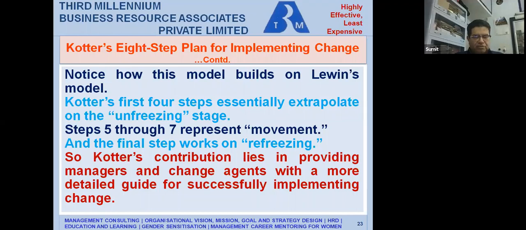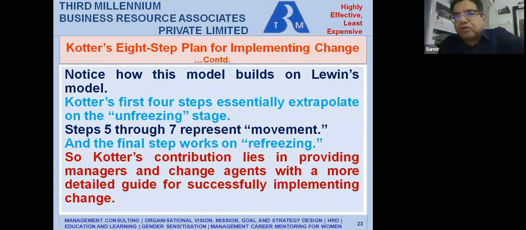So basically, as we discussed yesterday, Kotter's model is very important from the practical applications perspective. Lewin is the conceptual base, and Kotter developed on that, converted the 3 steps into 8 steps, which are more easily practiced, how to go about it. The procedure becomes very clear if we follow Kotter.